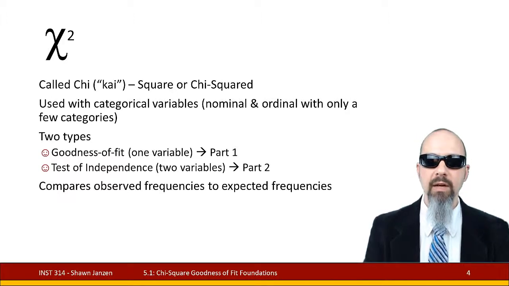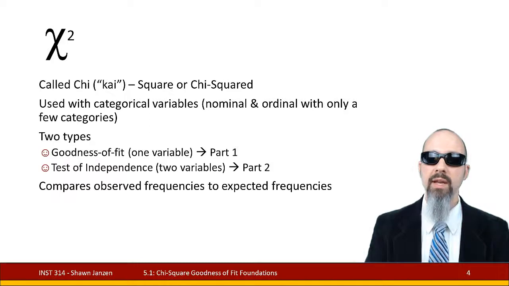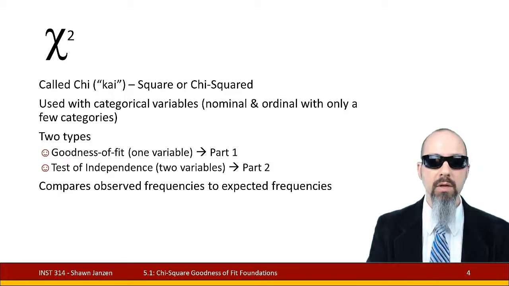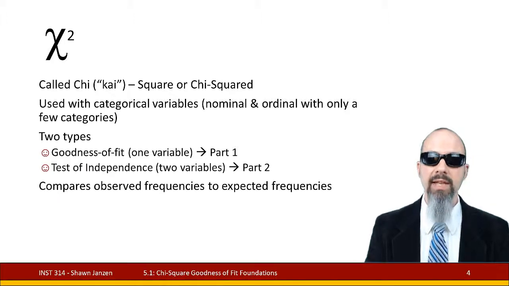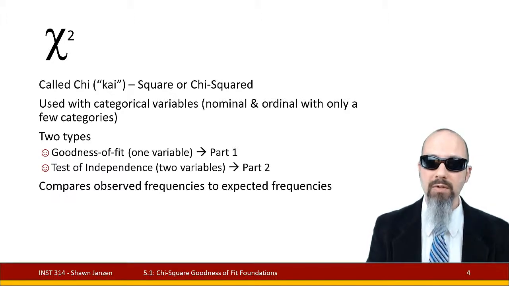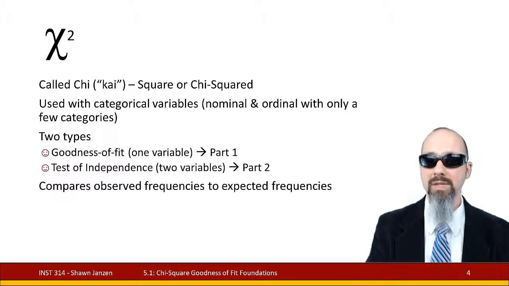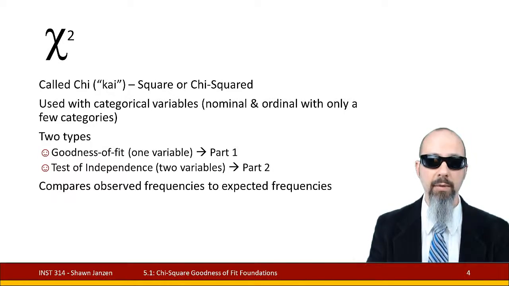So the Chi-Square is a test that we use with categorical variables. These are the nominals and the ordinals, with only a few categories. Technically, you can use it with ordinals that have many categories. You can also technically use it with numerical variables.